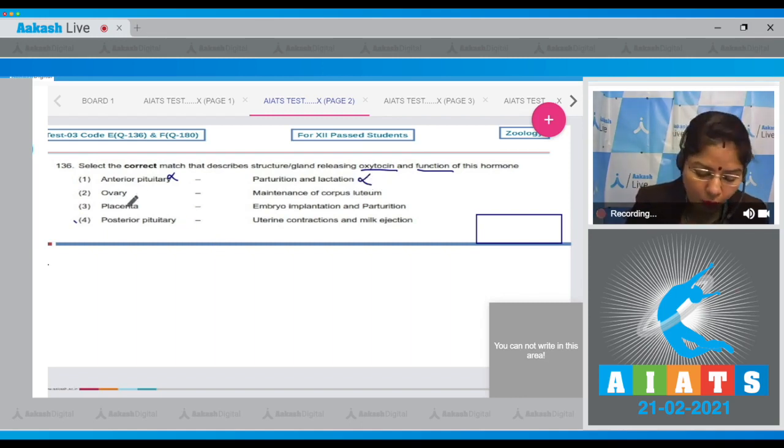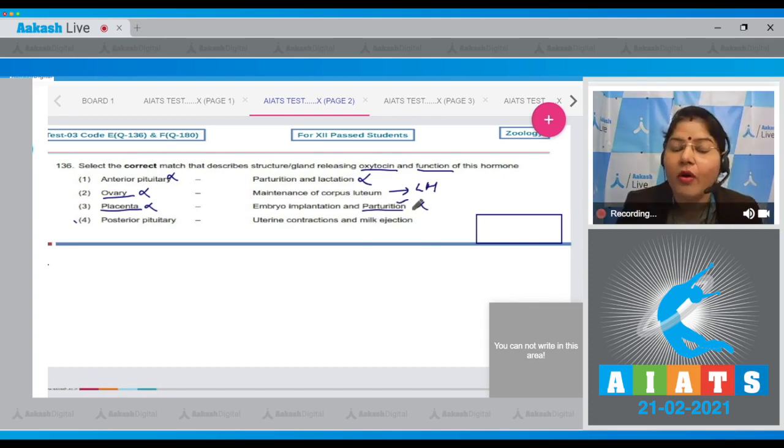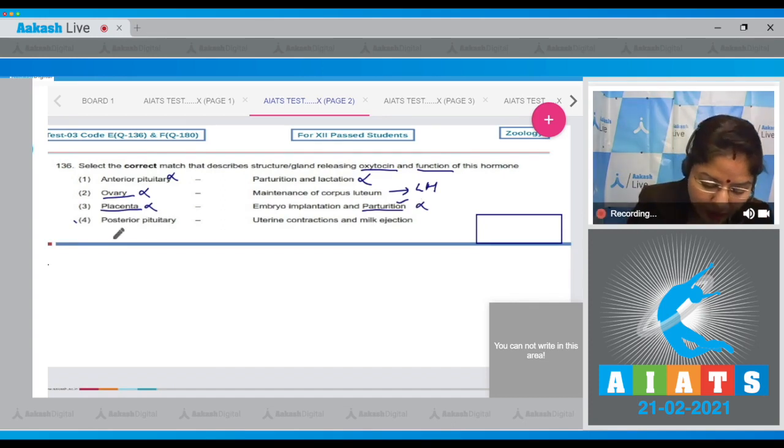Option number 2, ovary. Again, it is not released from the ovary, it is released from the posterior pituitary. Maintenance of corpus luteum is not the function of oxytocin. This is the function of luteinizing hormone in a non-pregnant female. Option number 3, placenta. Oxytocin is not released by the placenta, so this cannot be a correct answer, although oxytocin is involved in parturition. Option number 4, posterior pituitary.